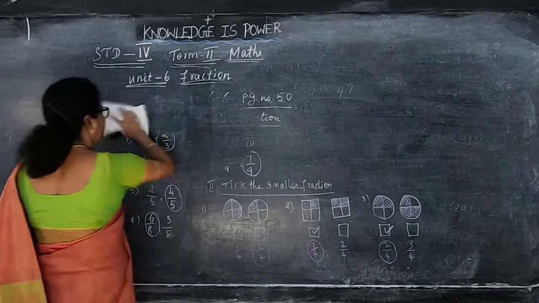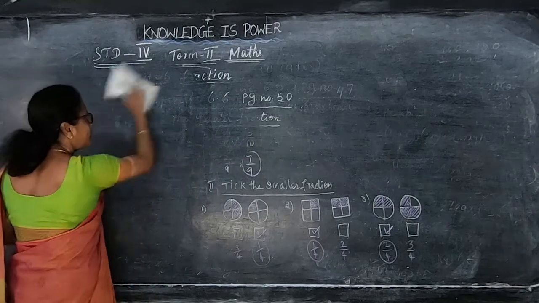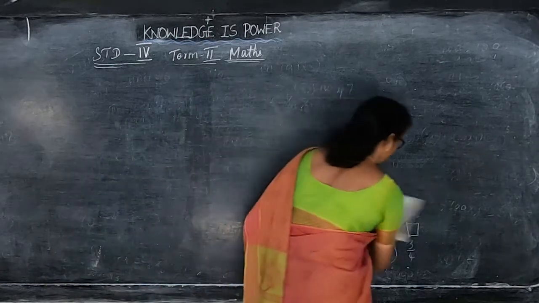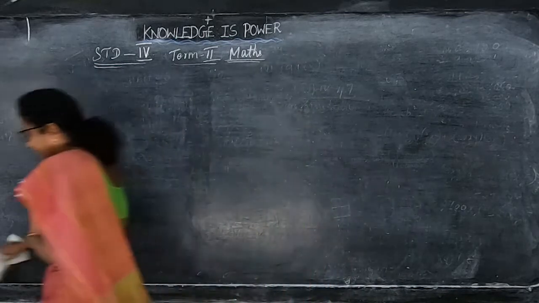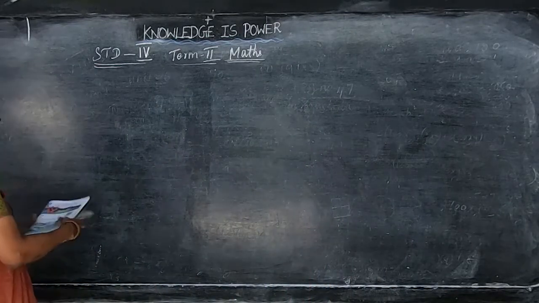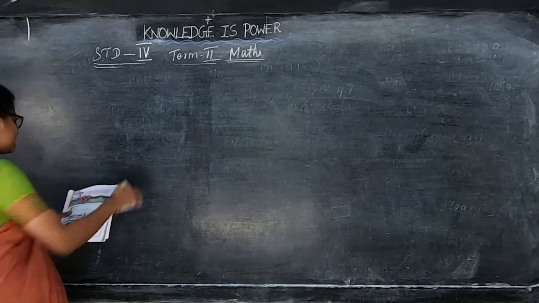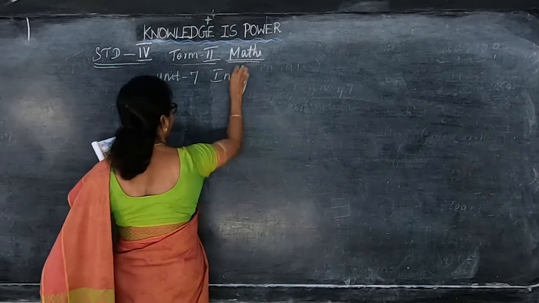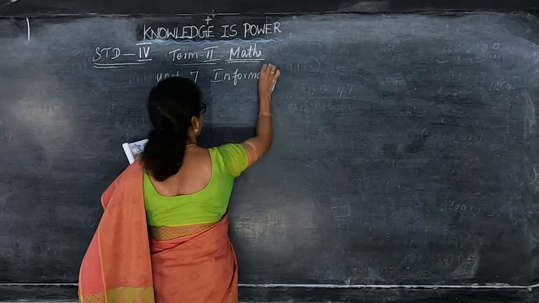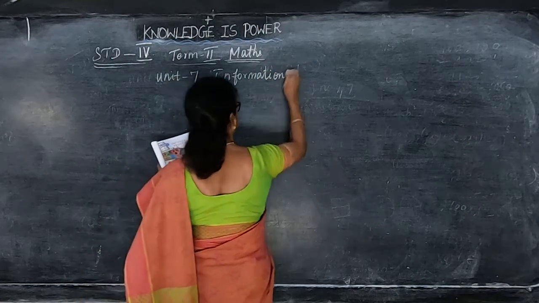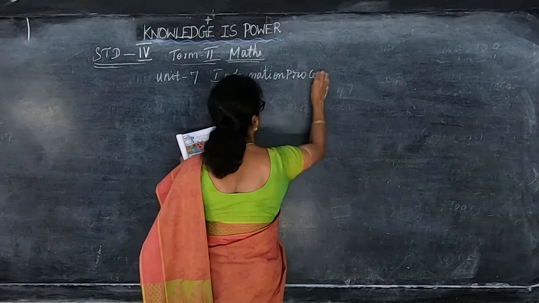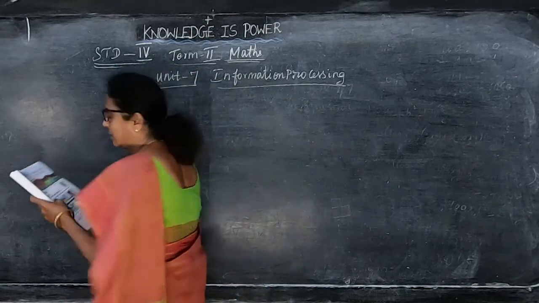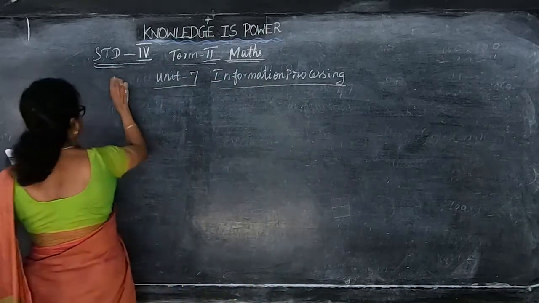Now we'll move on to the next exercise, the next chapter, that is information processing. This is just a book exercise only, so you can take your books, children. We can do everything in the book. Unit 7, information processing. Here, modeling, page number 51.